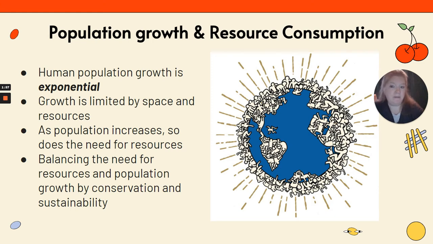Growth of a species is limited by space and resources. As the population increases, so does the need for resources, including space. As the population continues to grow exponentially, we may be running out of space and resources. Balancing the need for resources and population growth, we can help through conservation and sustainability. Conserving resources whenever we can lessens our negative impact on this planet.